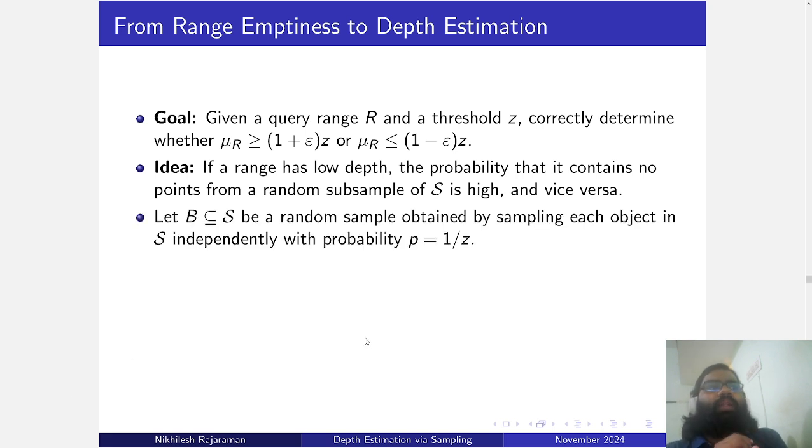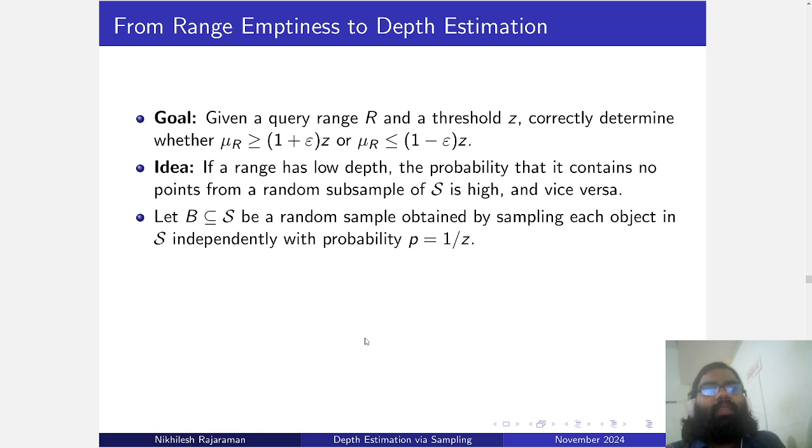So as we discussed, we are generating a random sample of the objects, and we'll call this random subset B. We'll generate this random subset by sampling each and every object independently to be included in the sample with some fixed probability. Now the choice of probability in itself is not too important, but for concreteness, we'll set the sampling probability to be equal to 1 by z.